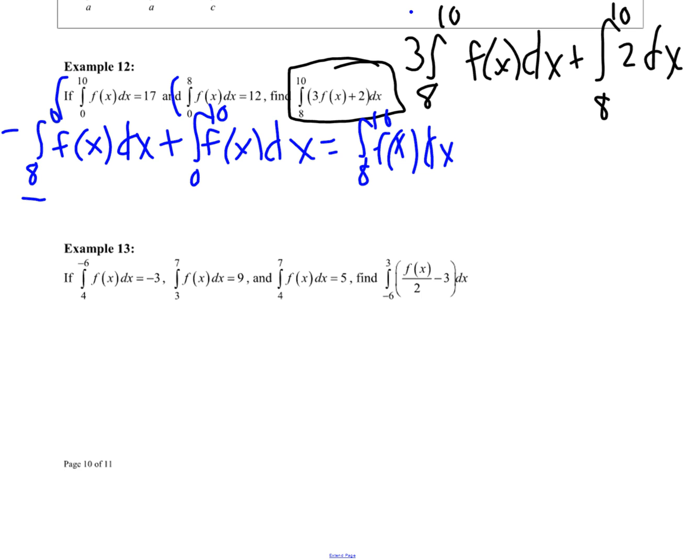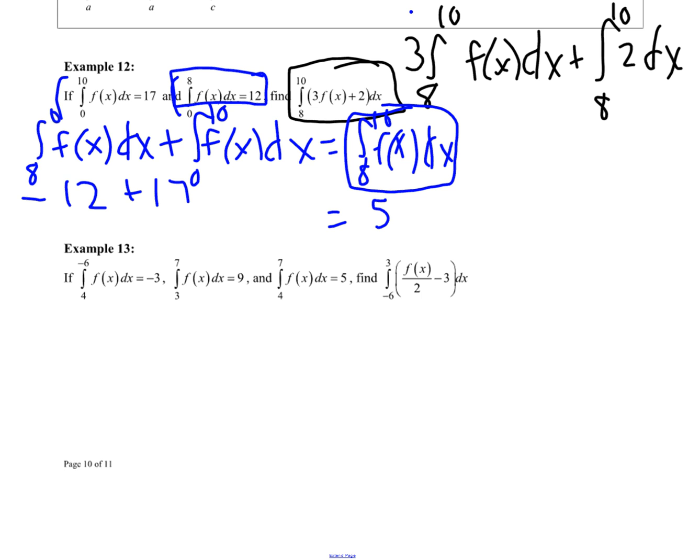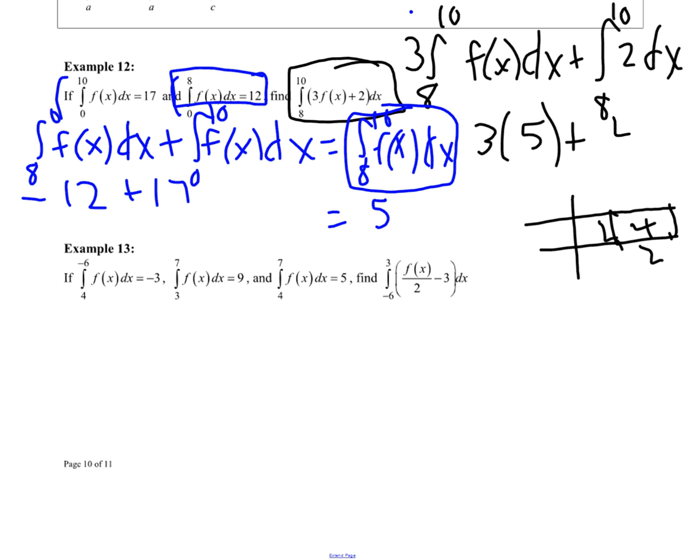Oh, actually, I don't really want that negative in there. Sorry about that. What I was thinking is I'm going to have to take the opposite of what this is. So if 0 to 8 is 12, then 8 to 0 is negative 12. 0 to 10 is 17. So that means that this part of the integral is equal to 5. So if we plug that back into our original, we have 3 times 5 plus, all right, and let's look at this graphically. Here's our equation, y equals 2, and we're going to do from 8 to 10. So it's a height of 2 and a width of 2, so this is 4 plus 4, this is equal to 19.